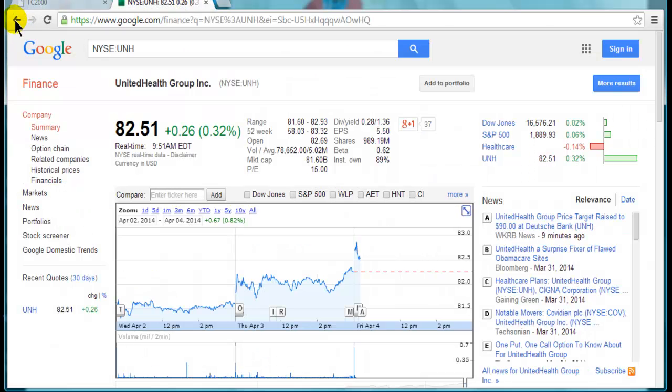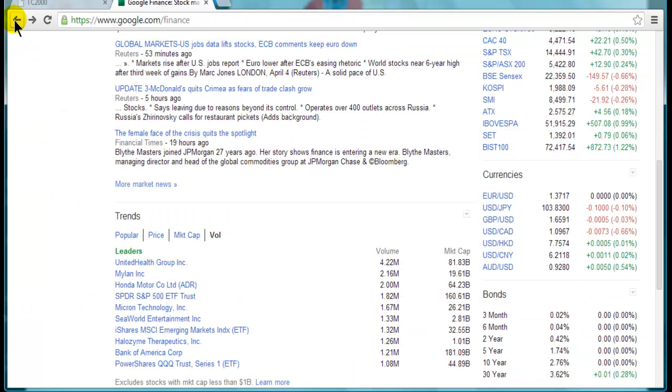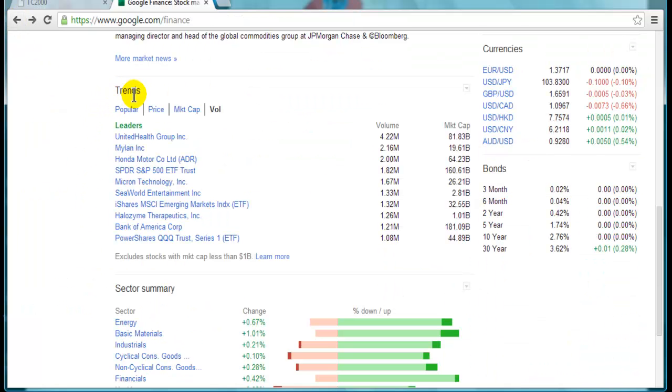Remember, we start from Google Finance, and then we go down, we see the trends, and then we click on volume, and we have here the leaders for the volume. These are the stocks that will interest us because we know there's a huge trading volume and the price may move.